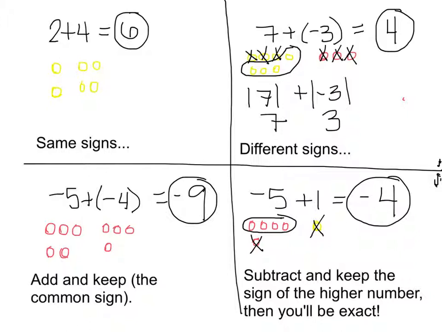Same signs, add and keep, different signs, subtract, and keep the sign of the higher number, then you'll be exact. So again, same signs, add and keep, different signs, subtract, and keep the sign of the higher number, then you'll be exact. And that's it.